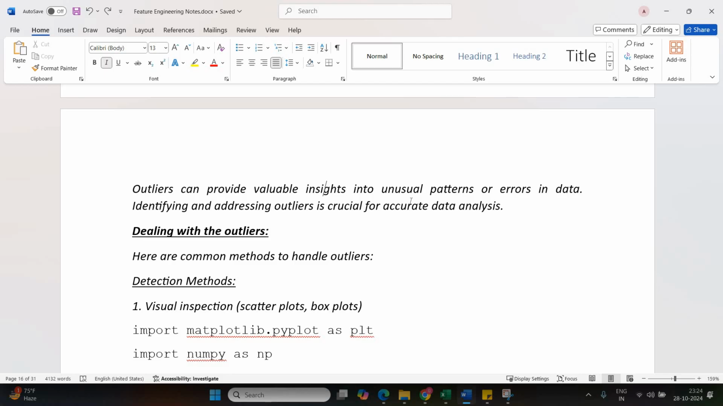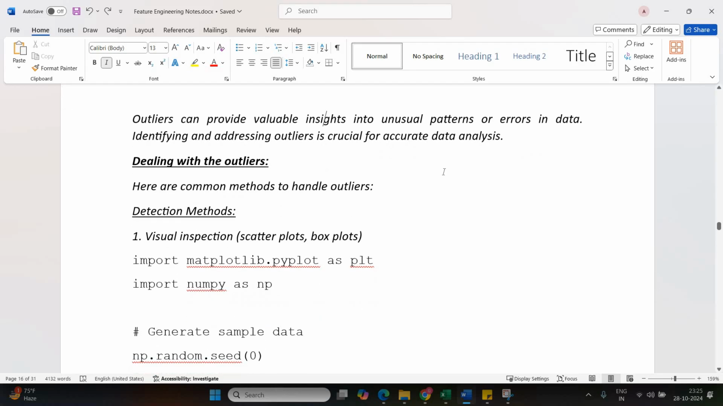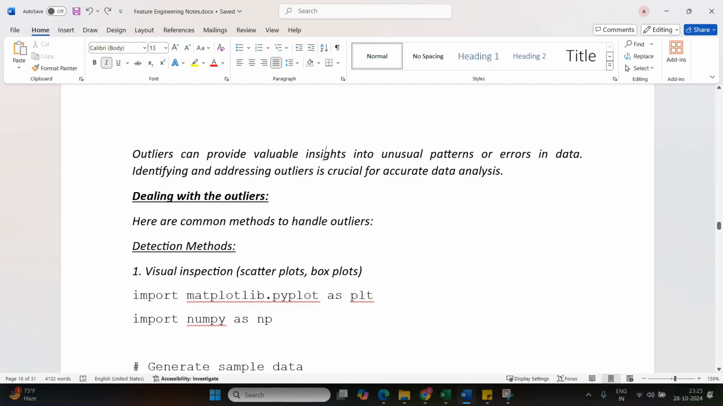So this gives a valuable insight into the unusual pattern. Unusual patterns also have some kind of insight, right? That is why outliers need to be understood correctly. They need to be identified correctly to find out if they are really outliers or if they are giving some valuable insight despite being an outlier. So identifying and addressing outliers is crucial for accurate data analysis.